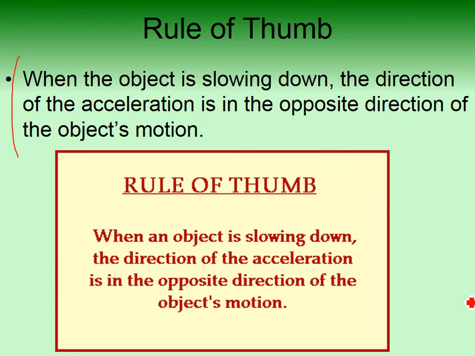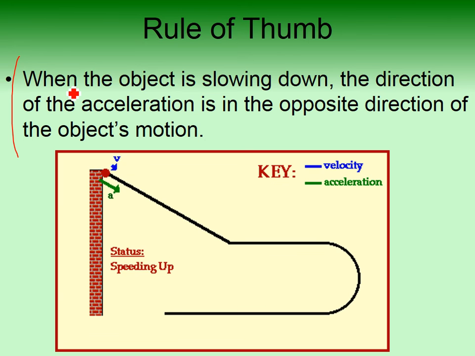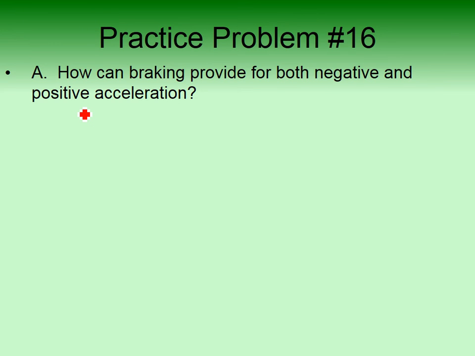So let's go over this again. Let me say this again. When the object is slowing down, the direction of the acceleration is in the opposite direction of the object's motion. Okay, let's do a practice problem on that and see if we got it. How can braking provide both negative and positive acceleration? So let's say we go to the right, but we hit the brake right here. So we're going in a positive direction, but we hit the brake.